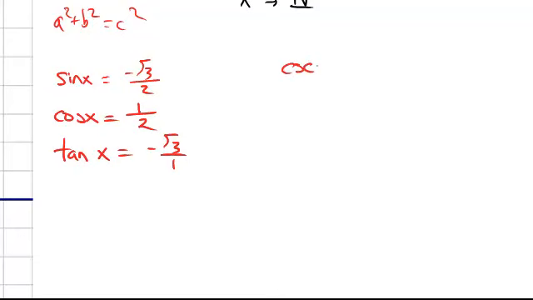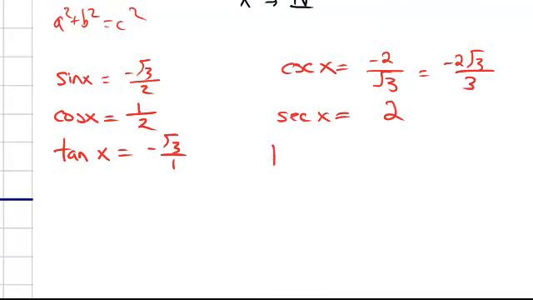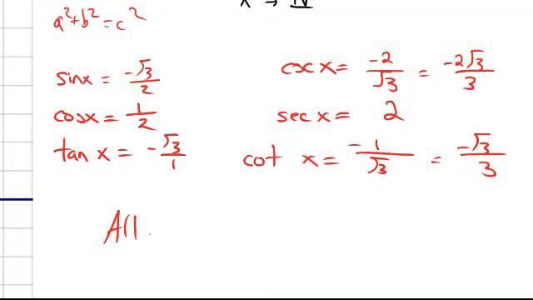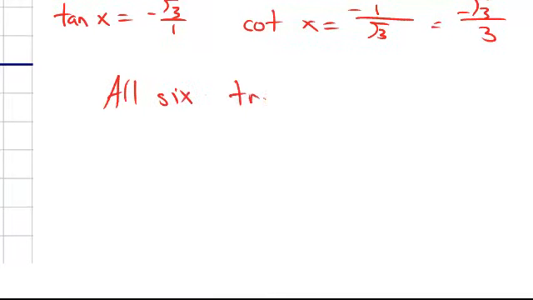When I want to do cosecant x, it's negative 2 over root 3, or negative 2 root 3 over 3. When I want to do secant x, I flip cosine, and I get 2. And when I want to do cotangent x, I flip tangent, and I get negative 1 over root 3, and that rationalizes to negative root 3 over 3. And again, here are all 6 trig functions, the values for all 6.